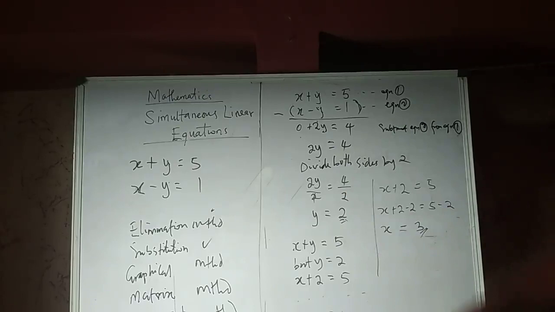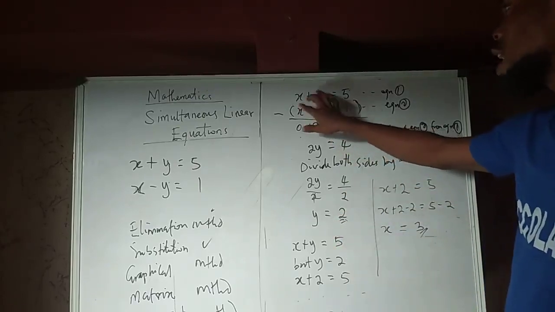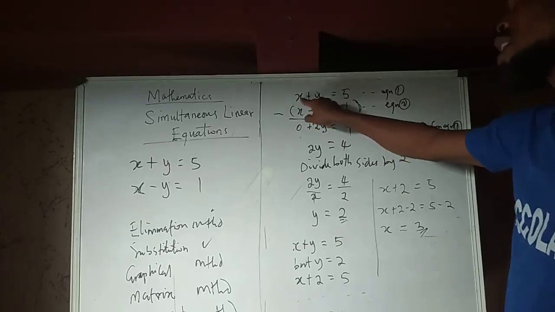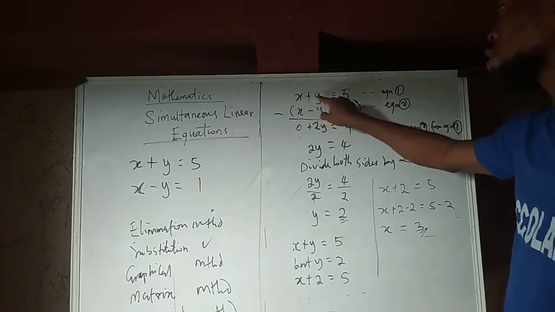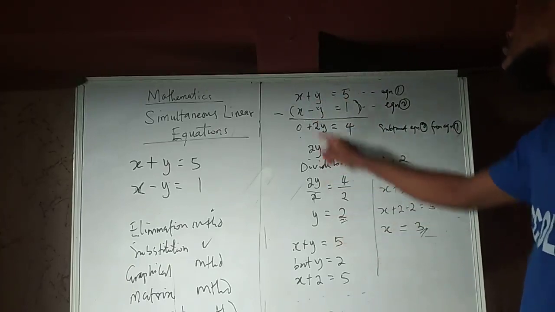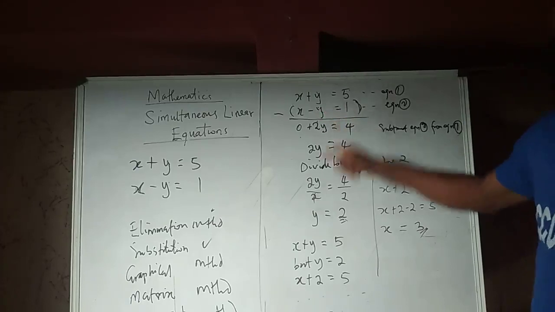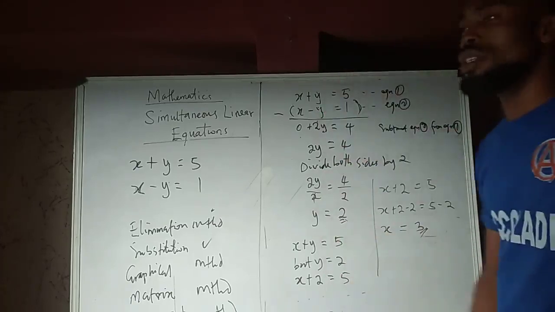Of course, if you check it out, with x as 3 and y as 2, if you add them together, 3 plus 2 will give you 5. We have found that x is 3 here and y is 2 here. So 3 plus 2 gives you 5, and 3 minus 2 gives you 1. Alright, so that's it for this equation.